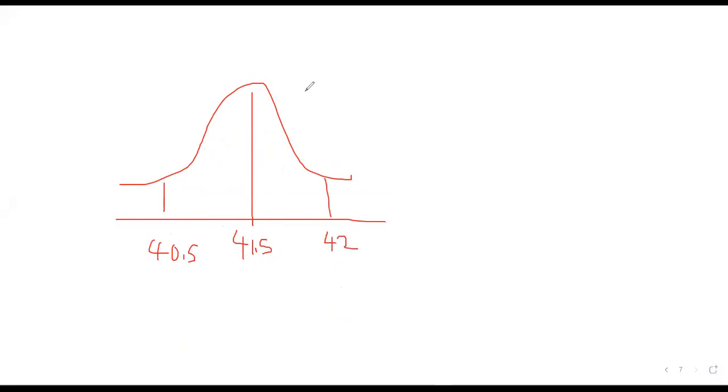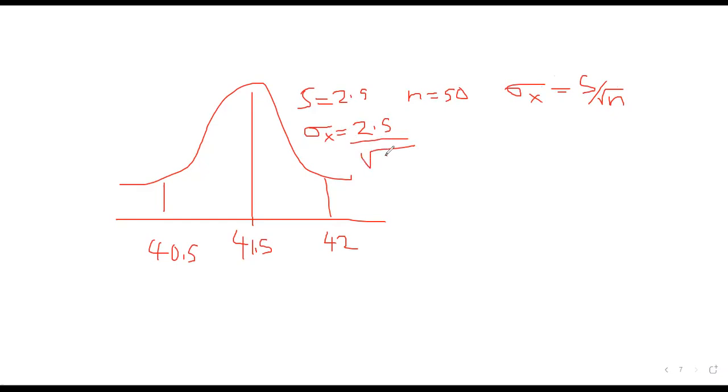Our standard deviation is 2.5. But our standard error is different because our n is 50. So our standard error is standard deviation over square root of n. So here we're going to have square root of n, which is 50. When we divide that, we're going to get 0.3536. Are we together?